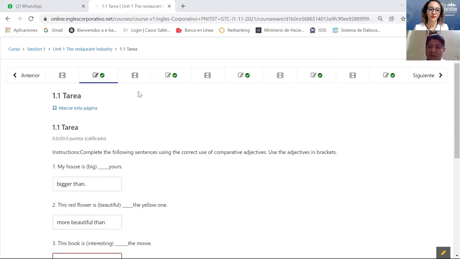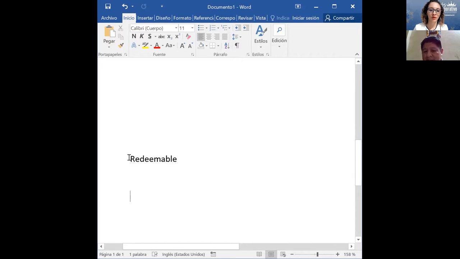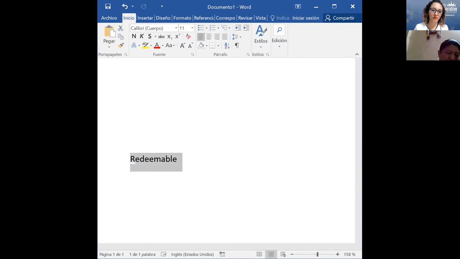Quiero compartirle este otro. Esta palabra, ¿cómo se dice? Y así se escribe. Lo que quise dar a entender es como los cupones o vales canjeables. Redeemable, de canjeable. Fíjese que siento algo que no va así. Sí sé cuál es la palabra de redeem, que es canjear, y usted está diciendo canjeable, pero déjeme revisar. Sí, porque son como cupones canjeables.